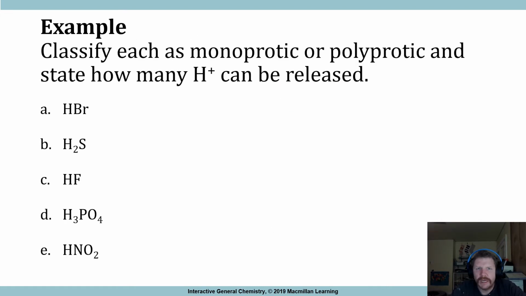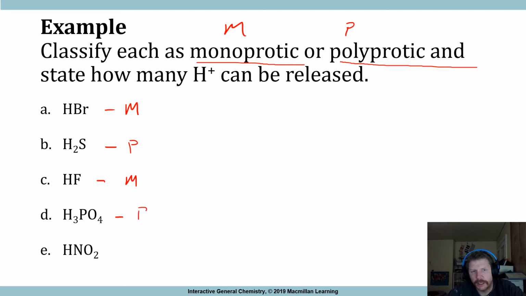Okay, classify each acid as a monoprotic or a polyprotic. And we're just going to say M for mono and P for poly. Okay, A, mono, B, poly, C, mono, D, poly, and E, mono. It's just a question of, do you have 1 hydrogen or do you have several hydrogens that are going to be released, or that are listed at the beginning of your formula.